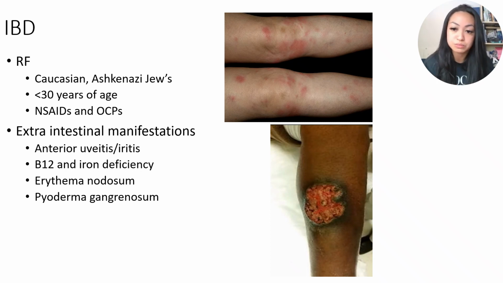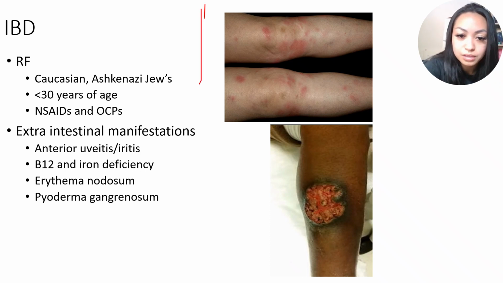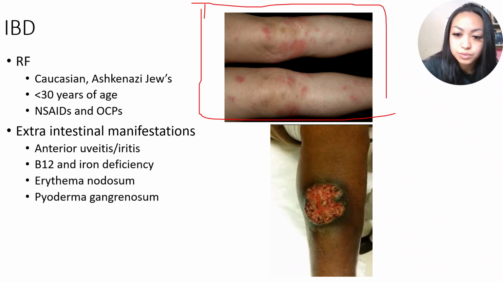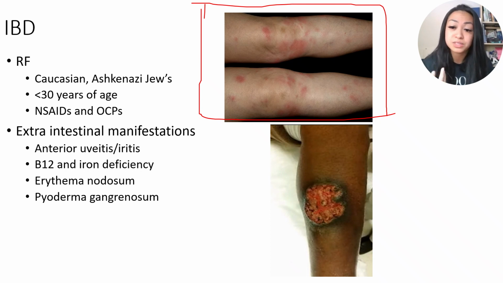Erythema nodosum. So this is a dermatological manifestation of IBD. So erythema nodosum. These are red, painful lesions in the legs. So you can see it here. So this is erythema nodosum here at the top. So erythema nodosum, again, are painful red lesions on the legs. And these basically is inflammation of the subcutaneous fat in the patient's leg.